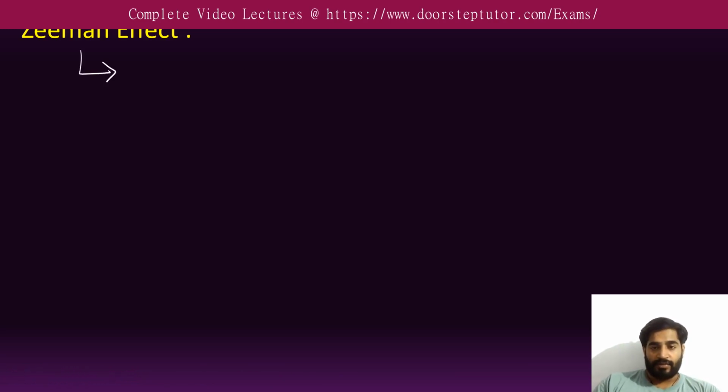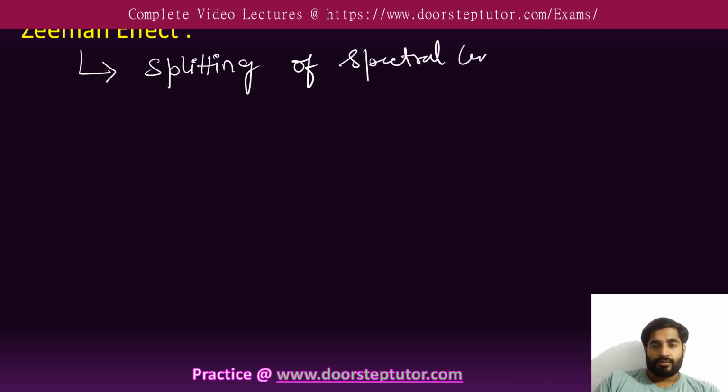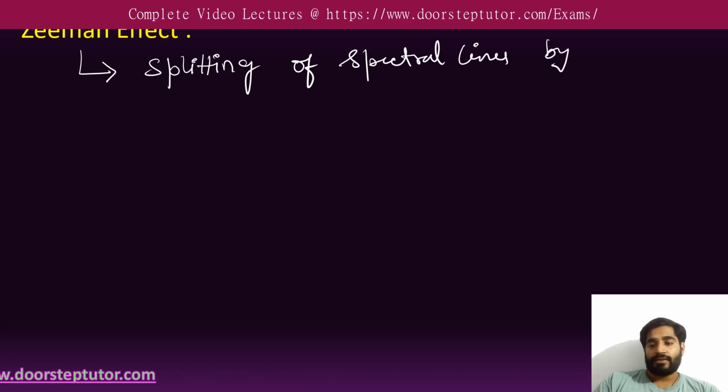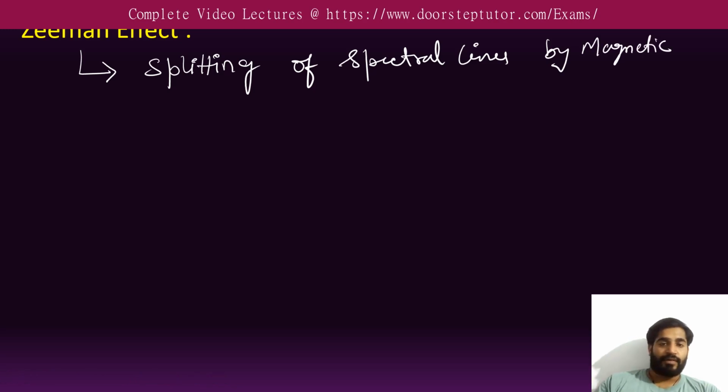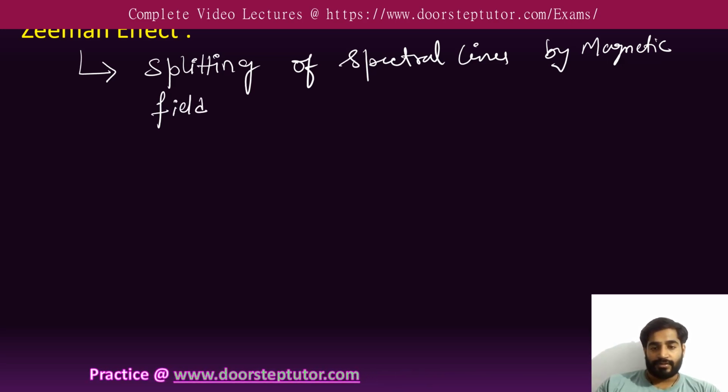So what is the Zeeman effect? It is the splitting of spectral lines. But the important thing is, what is the keyword here? The splitting of a spectral line by a magnetic field. So this keyword you have to remember, that whenever we talk about the magnetic field and splitting of lines, it means it is something related to the Zeeman effect. So the keyword you have to remember is Zeeman effect.